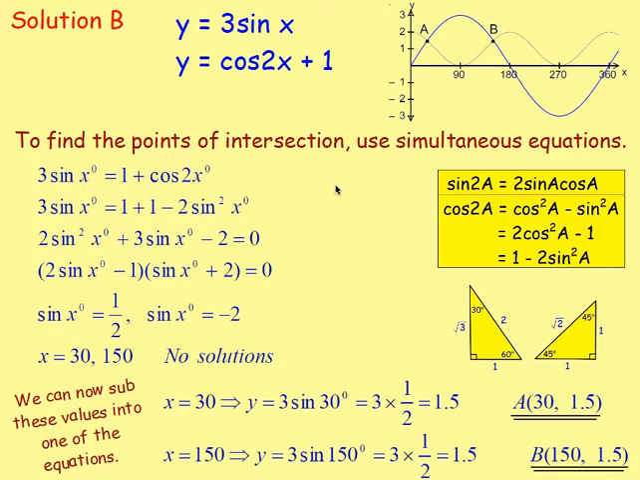To find the points of intersection, use simultaneous equations. So because they're both equal to y, they're both equal to each other, and you get down to one of the equations from the other examples. Once you get the values of x though, you should really sub them in and get the values of y.